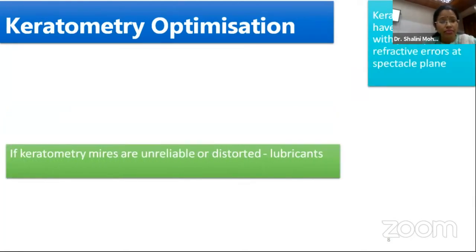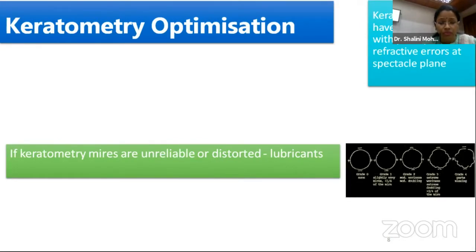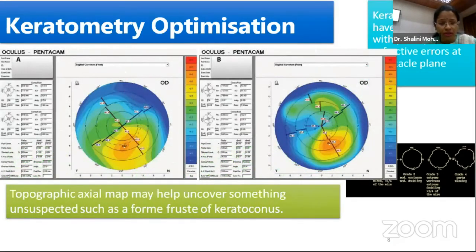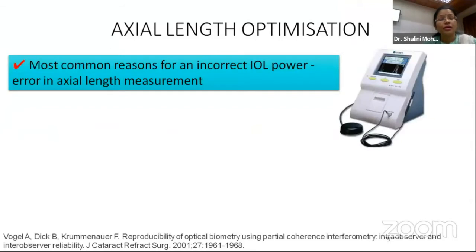Another important thing is, suppose you have keratometry mires which are not reliable, put a drop of lubricant and do it again. And if there is any doubt, don't forget to get a topography, because sometimes you might see some subtle hidden things which are there, like forme fruste keratoconus. Next comes axial length optimization. Now, this is the single most important cause of incorrect IOL power.